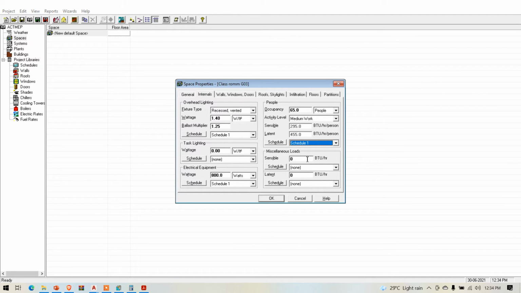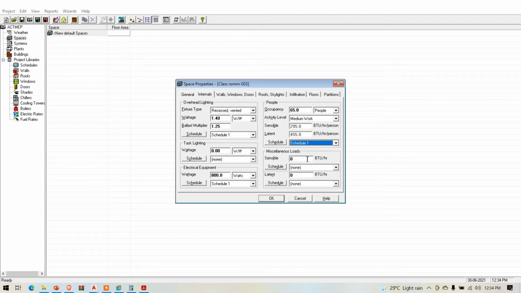Apart from your small fans and all, wherever we have big machines, like robotics, in automobile companies, or in pharmaceutical vaccine manufacturing units, we have big machines. Whenever you calculate the load for the entire area of the industry, then along with the people, the lights and the electrical equipment, we have to calculate the machinery load also, because from each machine you are getting a lot of heat, so for that also we need to consider. So what is the miscellaneous load?